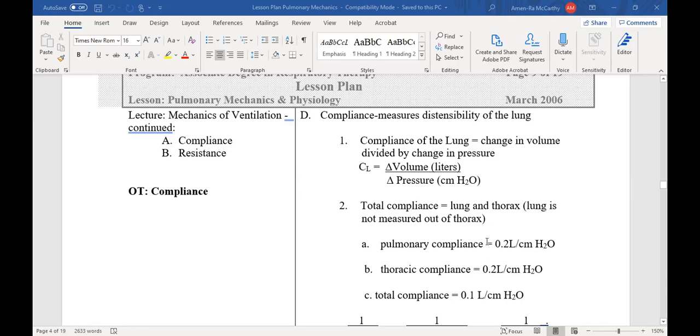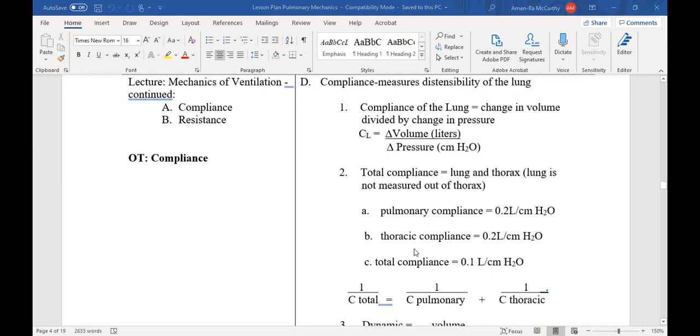If I'm putting in 500 and it was taking 25 centimeters of water of pressure, and now that same 500 is only taking 15 to push in there, then his lungs are getting more stretchy. The compliance is going up, okay? You have to understand compliance.